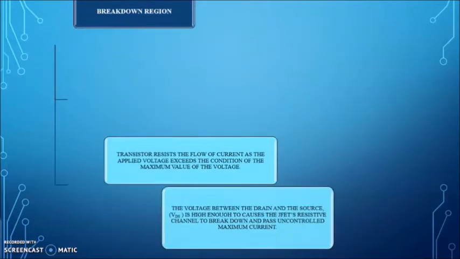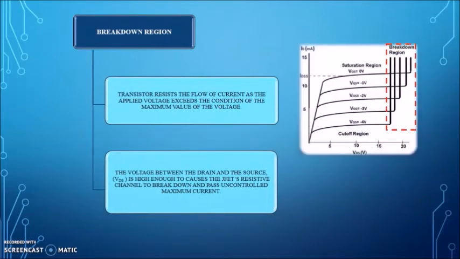Last but not least, the breakdown region. At this region, the transistor resists the flow of current as the applied voltage exceeds the maximum value of the voltage. The voltage between the drain and the source VDS is high enough to cause the JFET's resistive channel to break down and pass uncontrolled maximum current. The table shows the differences in characteristics of JFET and MOSFET.